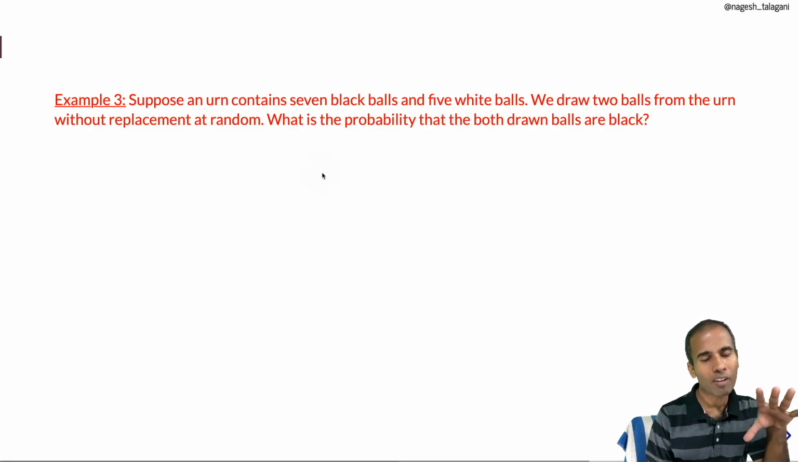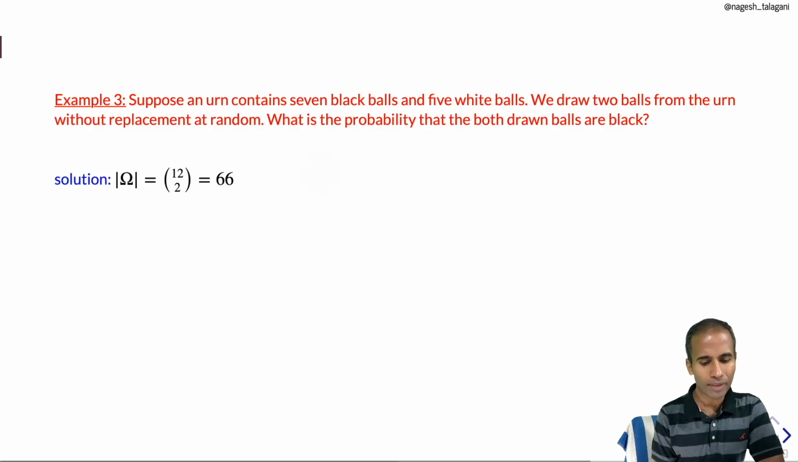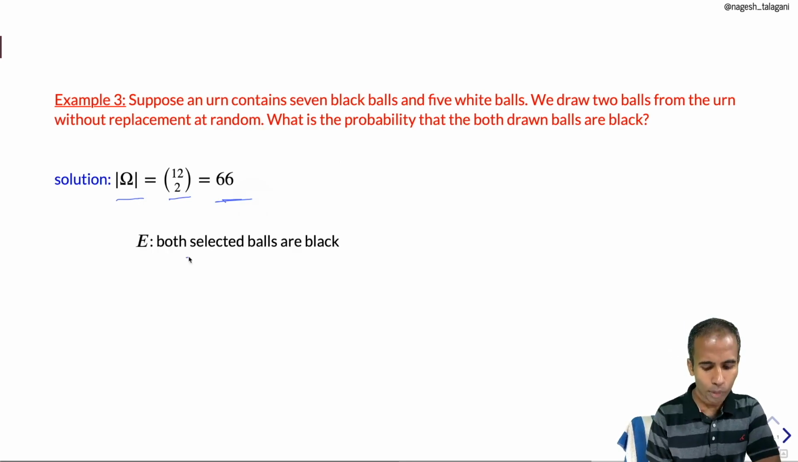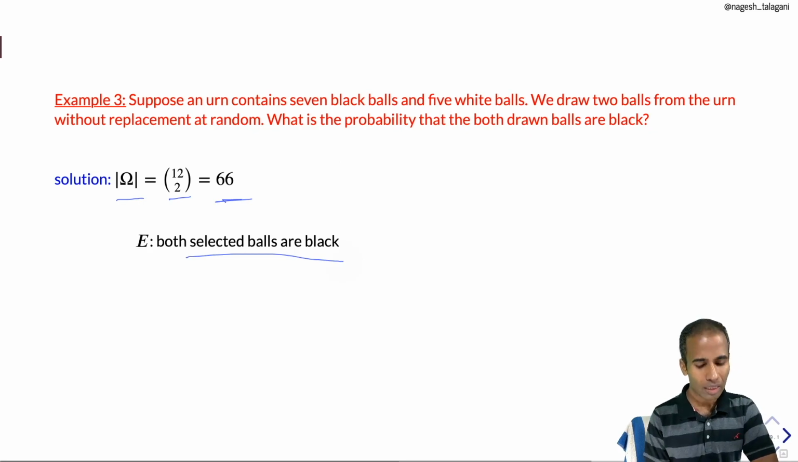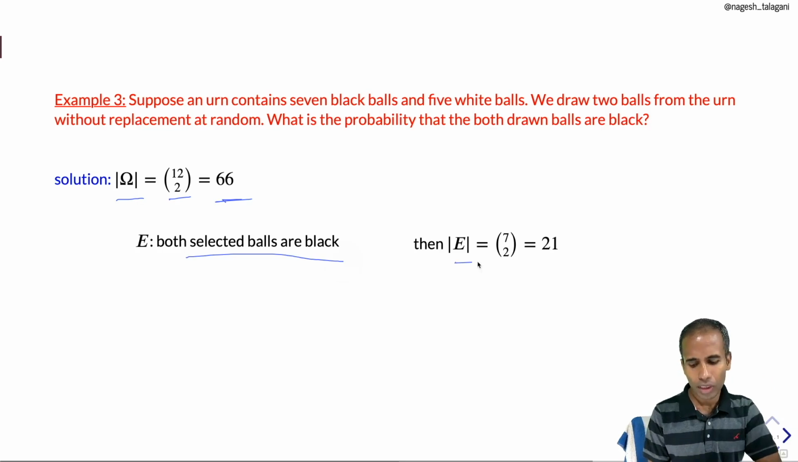So the total number of possible outcomes is going to be 12 choose 2, because we can pick any 2 balls from 7 plus 5, 12 balls. So the sample space size, the number of elements in Ω, is going to be 12 choose 2, which is 66. Let E be the event that both selected balls are black. Okay, how many ways can this E happen? If you want both balls to be black, you can pick any two from the 7 black balls. So the number of elements in E is going to be 7 choose 2, which is 21.